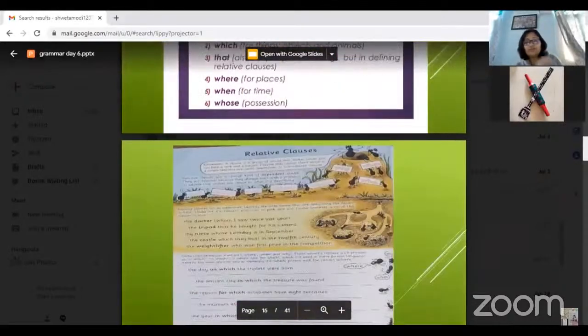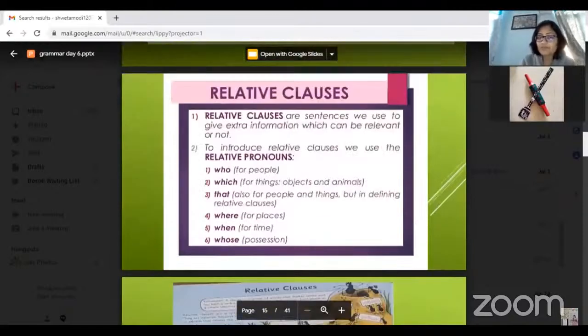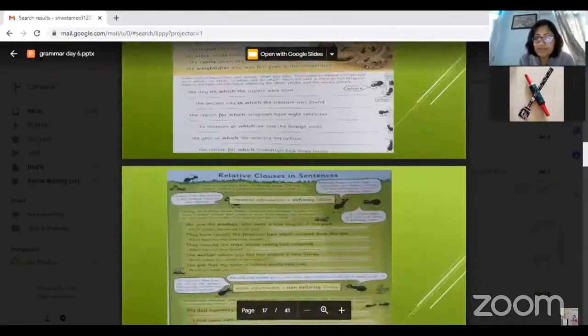The doctor whom I saw twice. The tripod that he bought. My niece whose birthday. So you are relating two clauses. The day on which the triplets were born. The ancient city in which. So you have to remember who, which, where, when, whose, that. These are relative pronouns, and so the clause is called a relative clause.